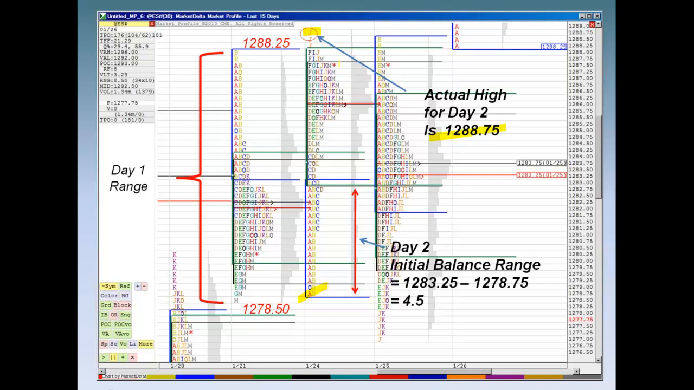So this is a very important technique to learn. You're opening within the range, a little bit below value area, and you put in the low for the day, and you take the prior day's range, add it to the low of the day, and this will allow you to project the potential range for the actual day.